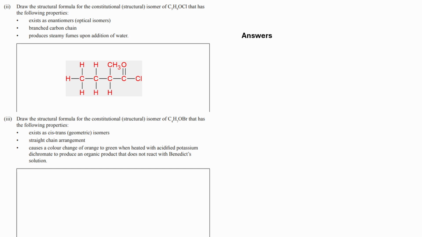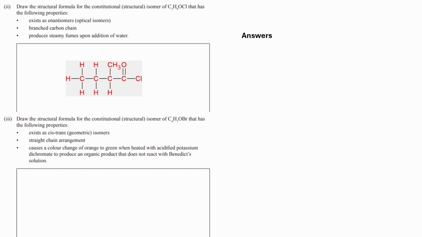Okay, well, that's fine. So orange to green with acidified potassium dichromate, obviously it's going to be an alcohol. To produce an organic product that does not react with Benedict's solution. Oh, okay, so what that means is that if you had an alcohol on the end, then you could potentially oxidize alcohol to an aldehyde and stop, and then that product could go on and react with Benedict's solution or Fehling's solution. So it doesn't have an alcohol group on the end, but it does have an alcohol group, so it must be off the second carbon.